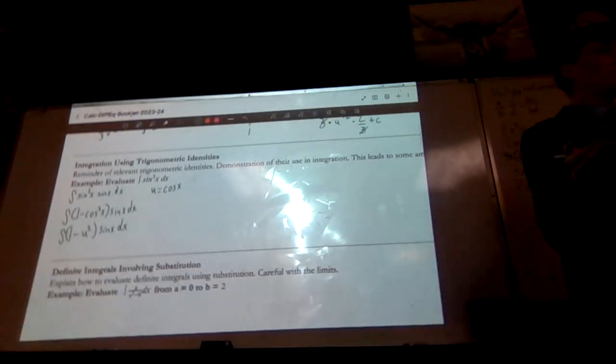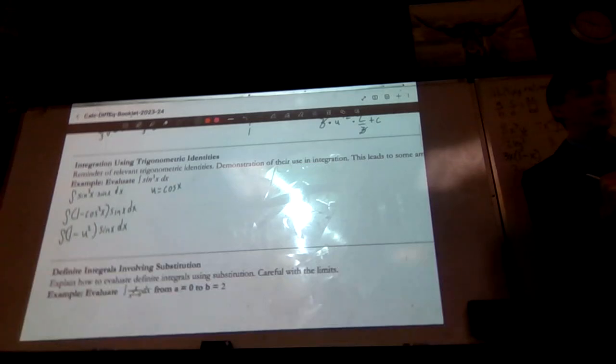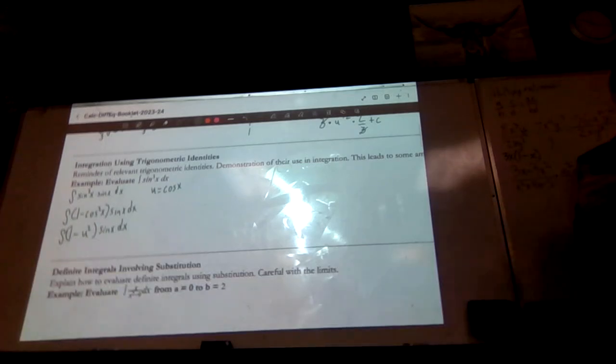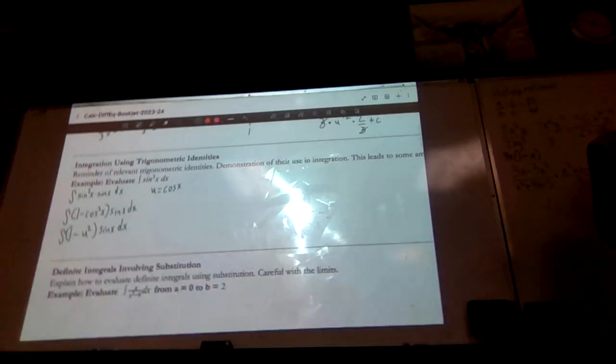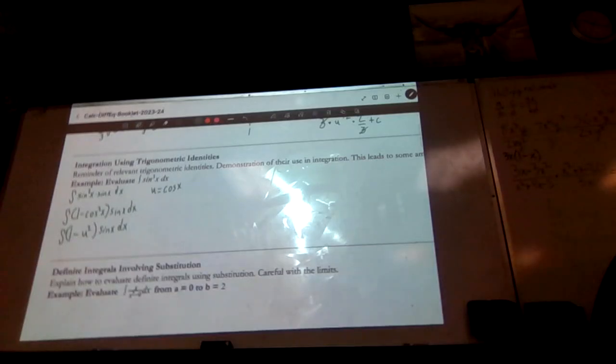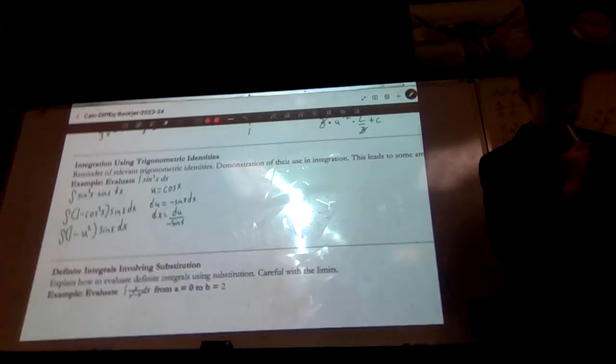Sometimes you have to do tests multiple times. As you do more and more of these, practice makes perfect. You practice over and over and over again to get to the point where you can just do it pretty consistently. So we get du is going to be equal to negative sine x dx. Therefore, dx equals du over negative sine of x.